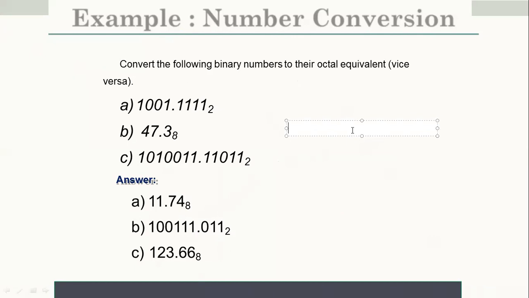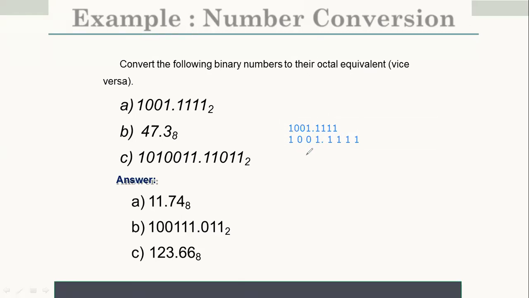Take the given binary number, that is 1001.1111. Now this is to be converted into an octal number. So how to convert this? Here, 1001.1111. Three digits in a binary number are equal to one digit in an octal number. That is known. So this is the integer part.